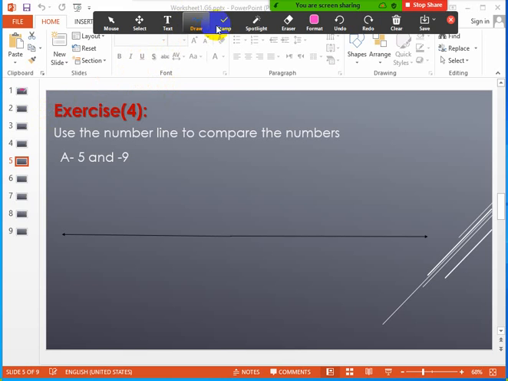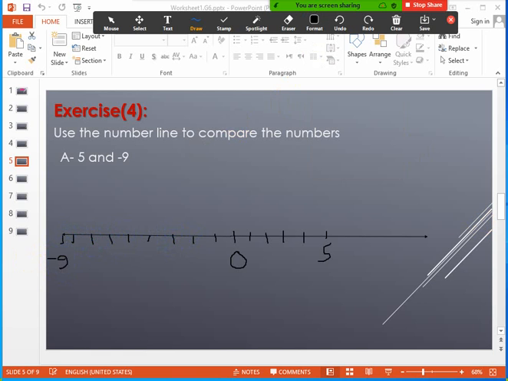Okay, now I will use the number line to compare between 5 and -9. If I want to locate the 5, the 5 will be 1, 2, 3, 4, and 5. This is 5. If I want to locate the -9, 1, 2, 3, 4, 5, 6, 7, 8, and -9. This is -9. Which one is the greater? Which one is the smaller?